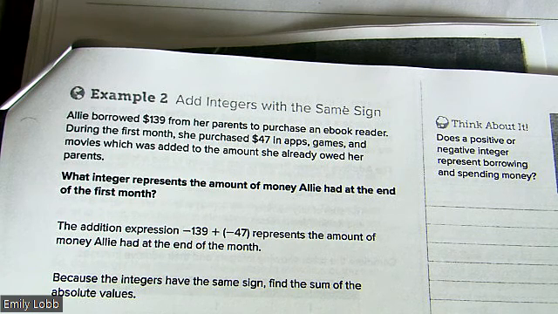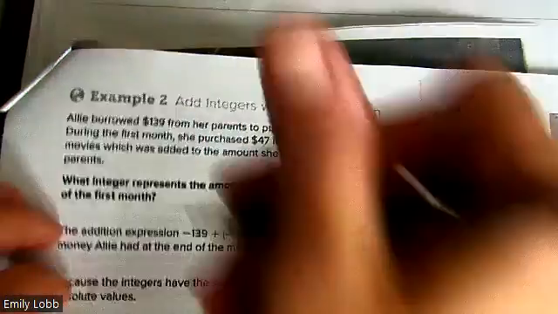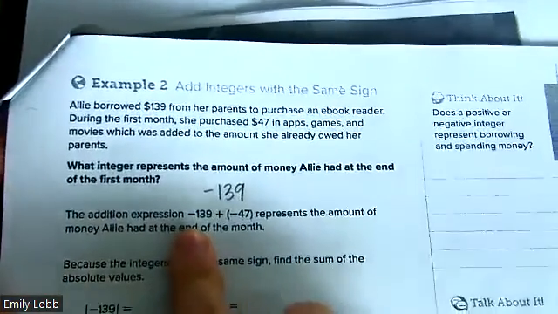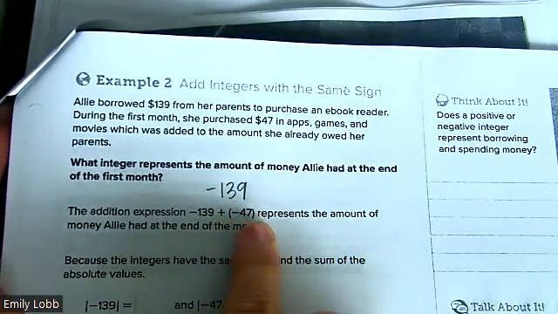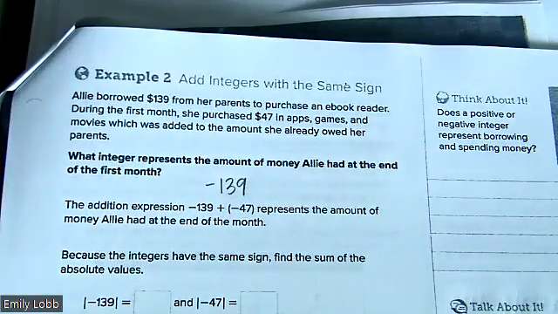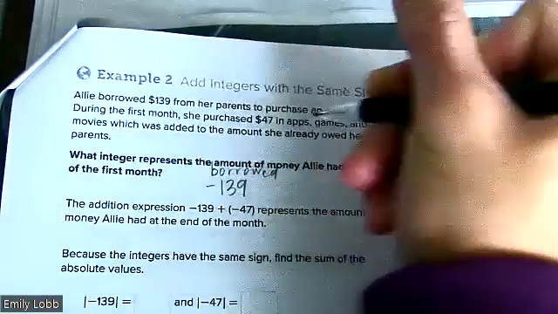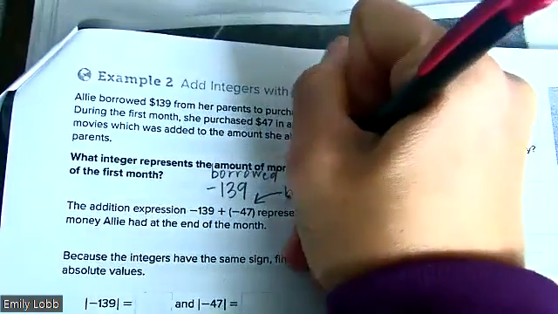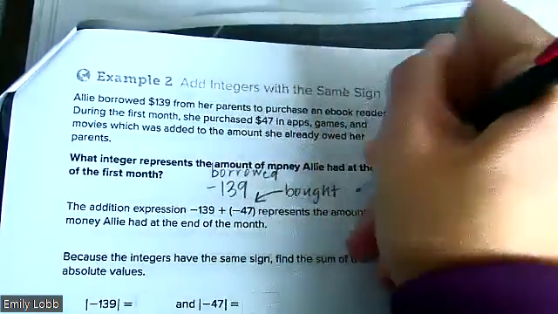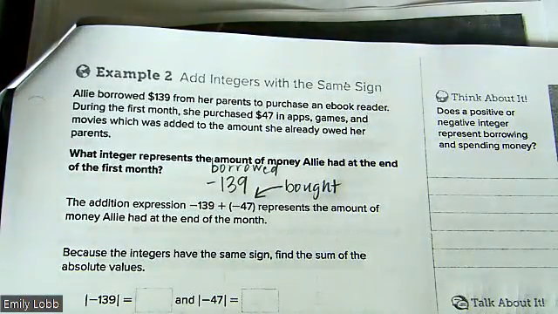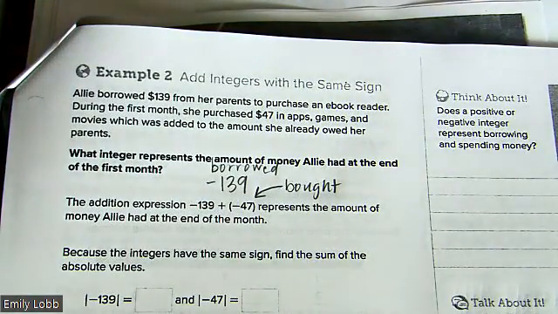Okay, if she borrowed money, would you say that's positive or negative? Negative. She's in the hole $139, right? So that's why they wrote this here. And then they added another -$47. So this is what she borrowed, right? And then they're adding this for what she bought in apps. So that's where they got the -139 and the -47 from.